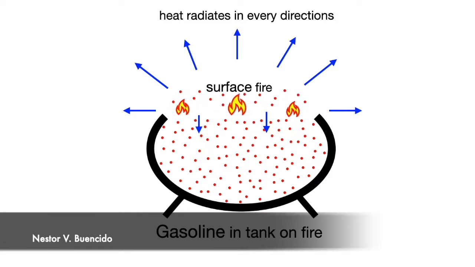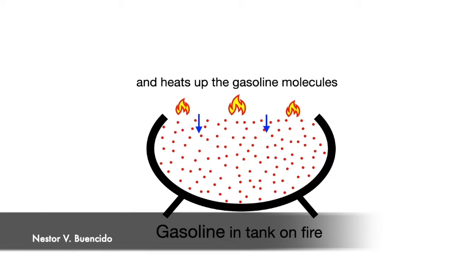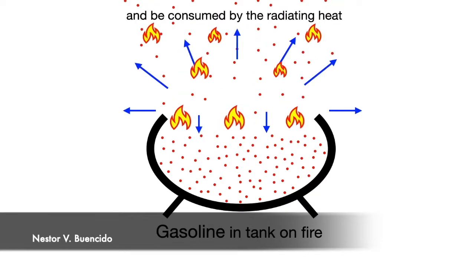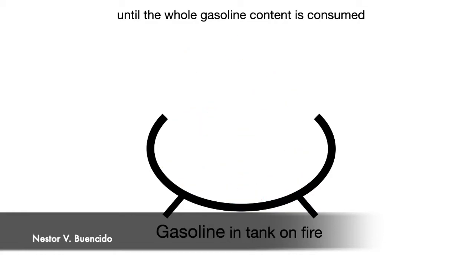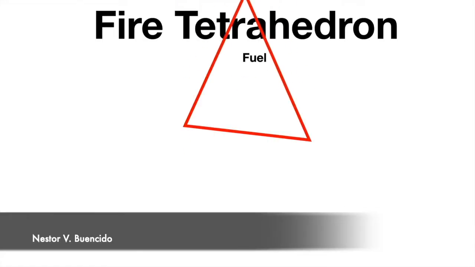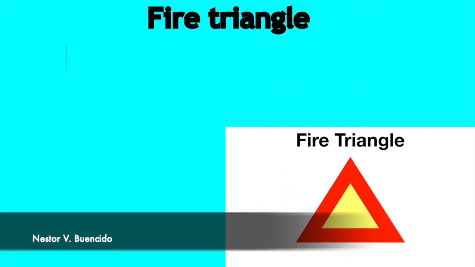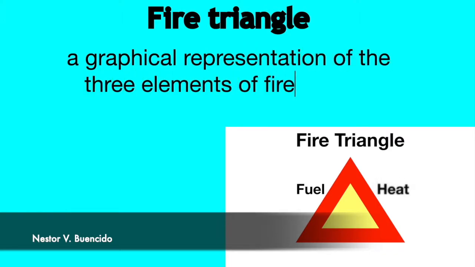The burning flammable vapor from the fire produces heat, which releases and ignites more vapor. The additional vapor burns to produce more heat, which releases and ignites more vapor. The additional vapor again burns to produce more heat, which releases and ignites more vapor until the tank is empty. Once the fire starts to play, the chain reaction is always on the lookout for further combustion and the fire tetrahedron is formed. Fire triangle, a graphical representation of the three elements of fire, namely fuel, heat, and oxygen.